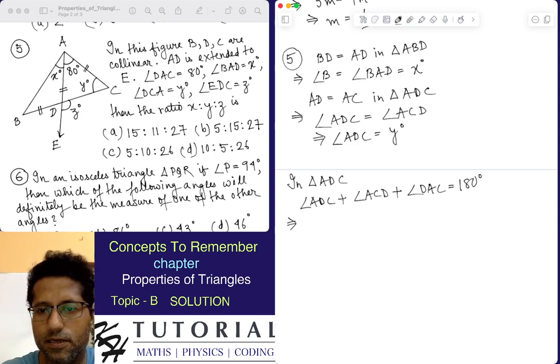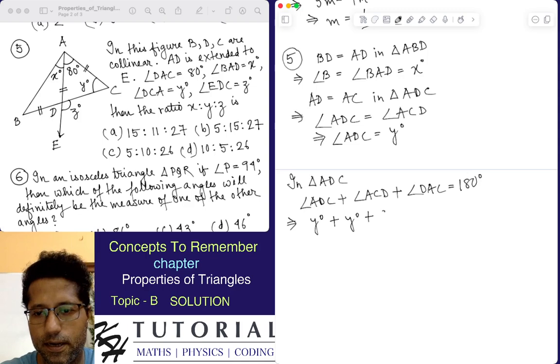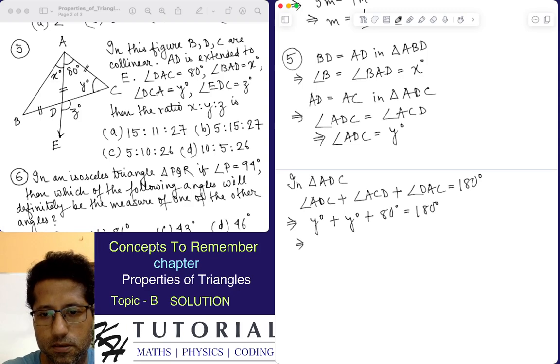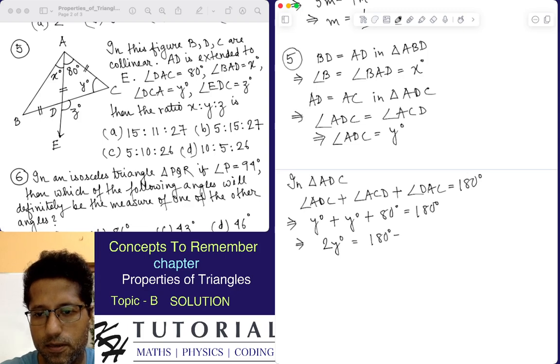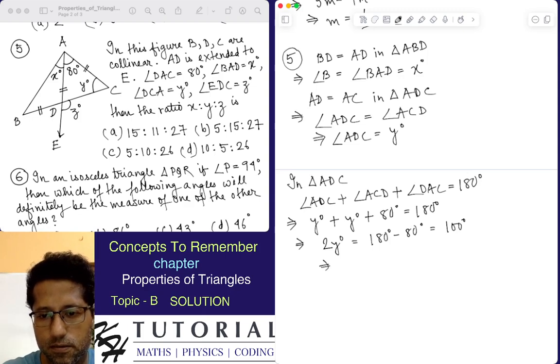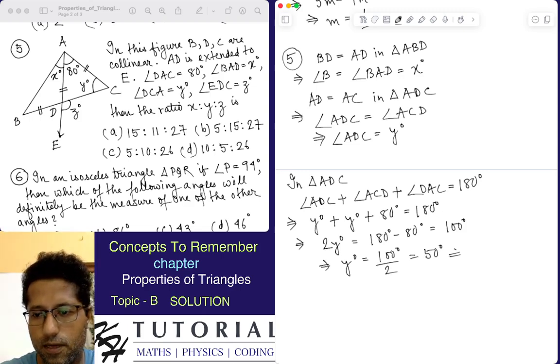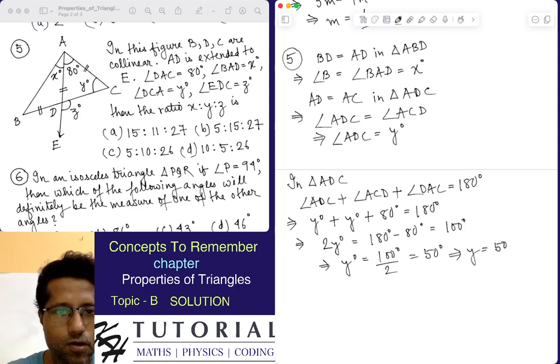This implies, what is angle ADC? Angle ADC is y degree. What is angle ACD? It is also y degree. And what is angle DAC? It is given as 80 degree, and the sum is equal to 180 degree. This implies twice y degree is equal to 180 degree minus 80 degree, which is 100 degree. This implies y degree equals 100 degree divided by 2, which is 50 degree. So y is equal to 50. We have got y.